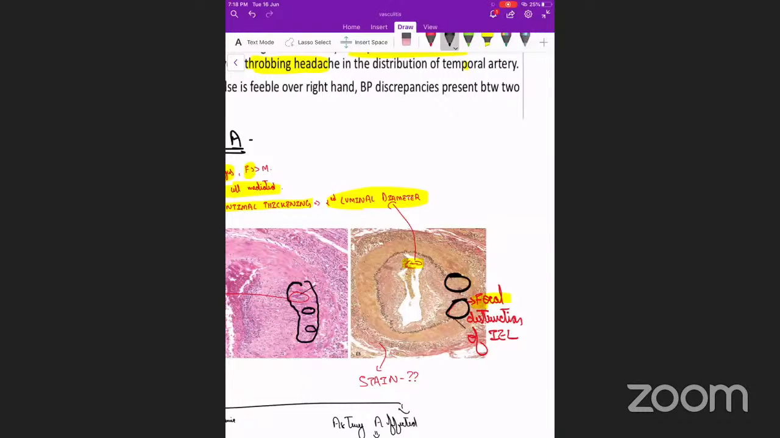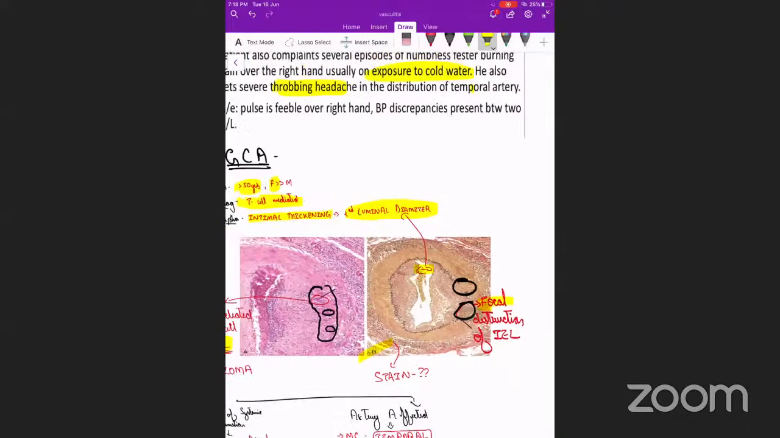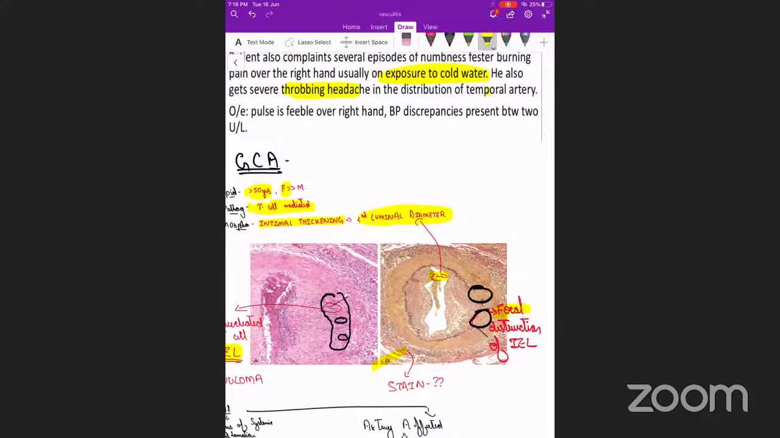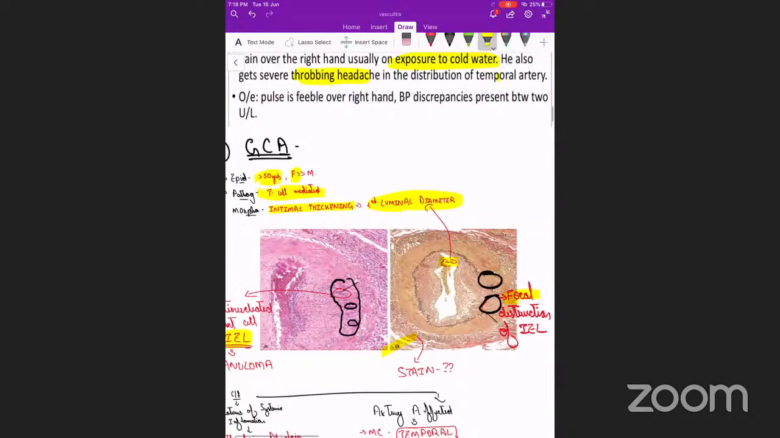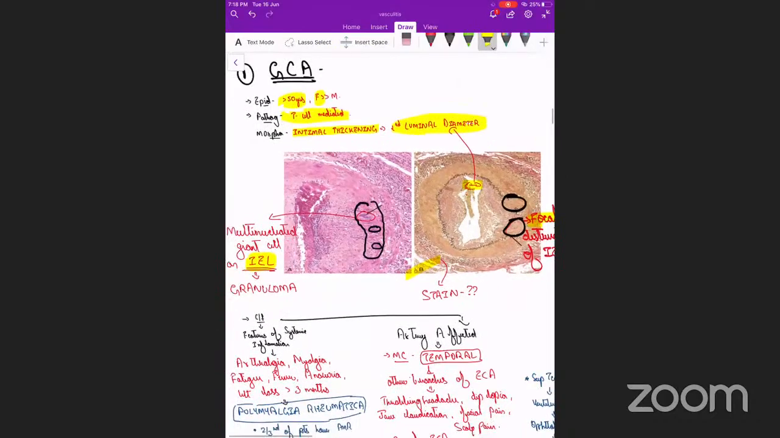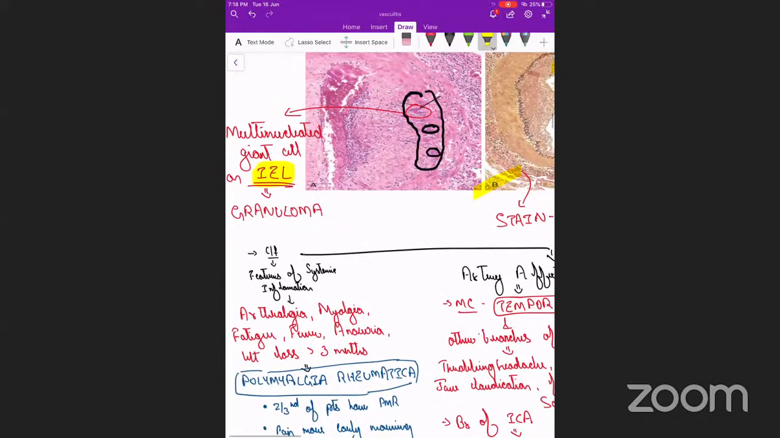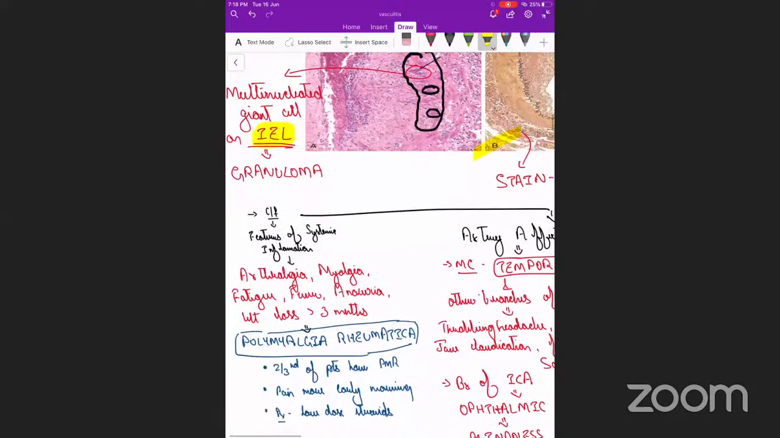So can you name which stain this is? Which stain is used for this, B? They have stained the blood vessel, that means it must be an elastic stain. No, not A, B. It must be an elastin stain. So what can it be? Yes, Verhoeff-Van Gieson stain. Very good.